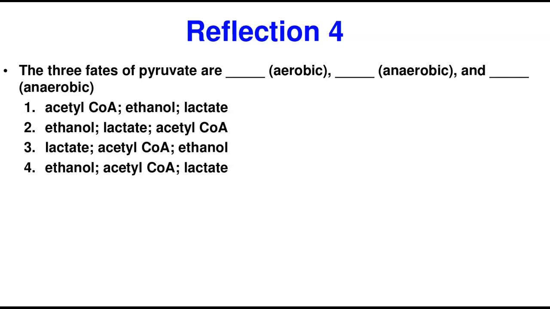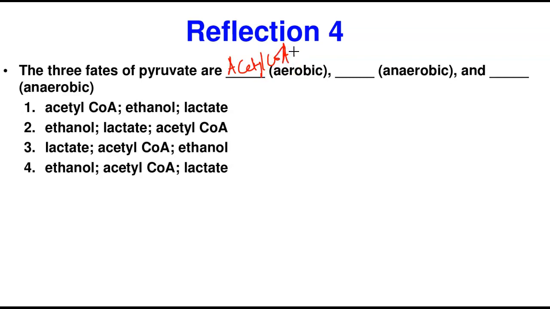Perfect timing. Reflection 4 says the 3 fates of pyruvate are, remember there is one aerobic fate involving oxygen and there are 2 anaerobic fates. We're going to look at them. It says acetyl-CoA, ethanol, and lactate, the three fates of pyruvate. So let's see. There is acetyl-CoA, which is aerobic, yes, and there is ethanol, anaerobic. Let's look at other options. So what you need to know is to arrange it correctly. The only aerobic one is what? Acetyl-CoA. Just remember that.